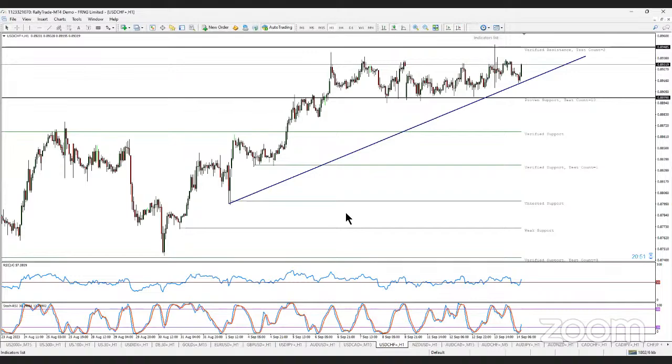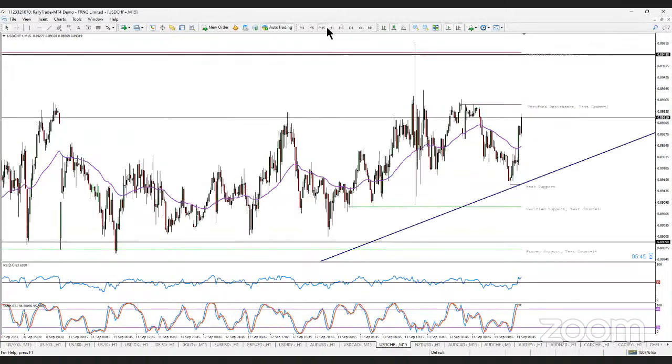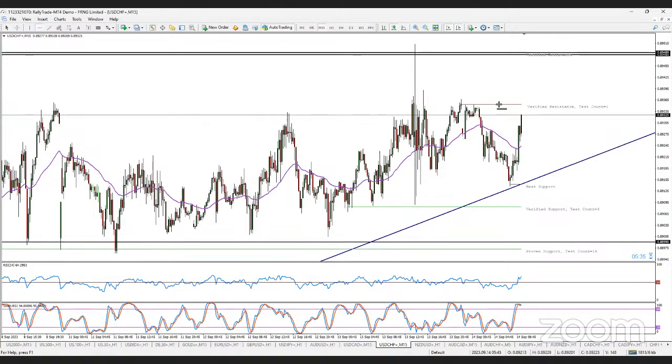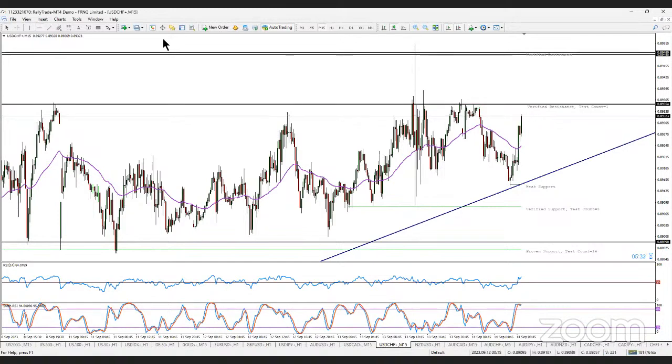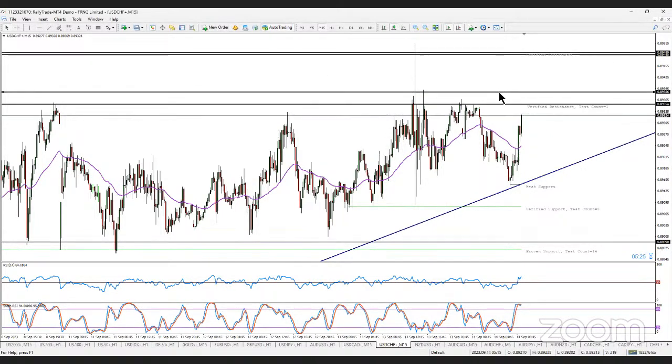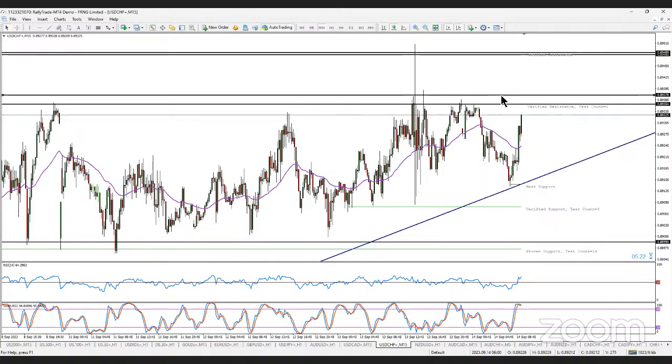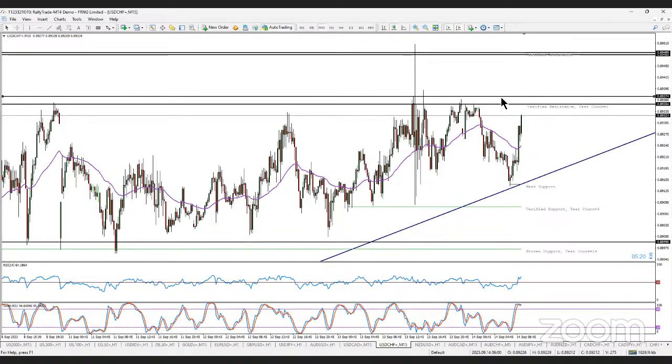Let me add my moving average. So for USD CHF, you're looking at price getting to this verified resistance and selling from it, or it can break it. So if you want to buy on USD CHF, you want to probably buy around 0.89374.